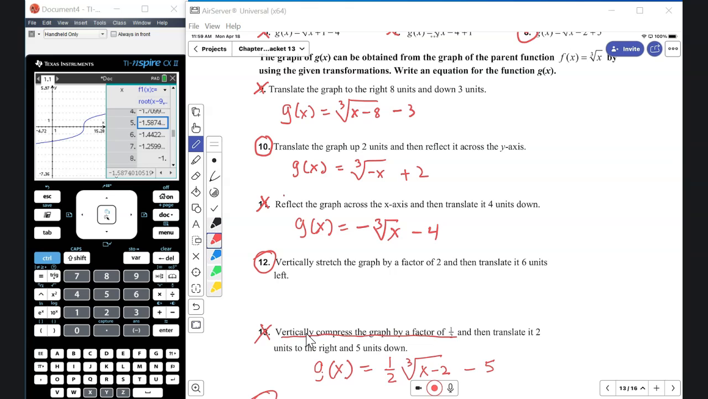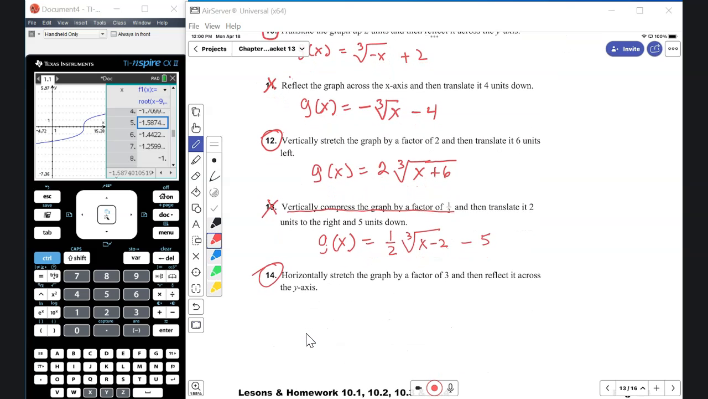Number 12: vertically stretch the graph by a factor of 2. So it's going to be g of x equals 2 times the cube root of x, and then translate 6 units to the left. Number 14: horizontally stretch the graph by a factor of 3. So it's going to be g of x equals the cube root. It says to reflect it across the y-axis, so it's negative 1/3 x. The negative will reflect it over the y-axis.